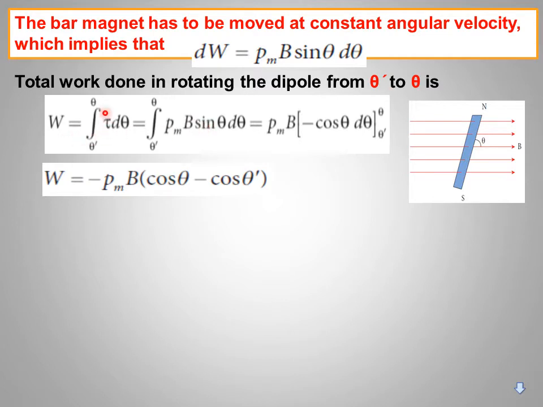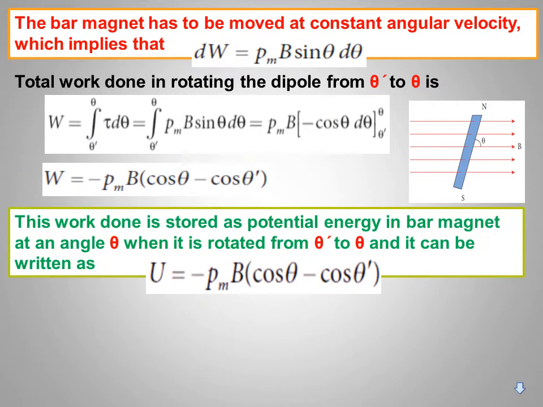So work done is equal to the integral from theta dash to theta of tau d theta, which is the integral from theta dash to theta of PmB sin theta d theta, substituting PmB sin theta instead of tau and taking PmB as common. So we have the integral of sin theta d theta as minus cos theta, with the limits from theta dash to theta. So while substituting the values, W is equal to minus PmB (cos theta minus cos theta dash).